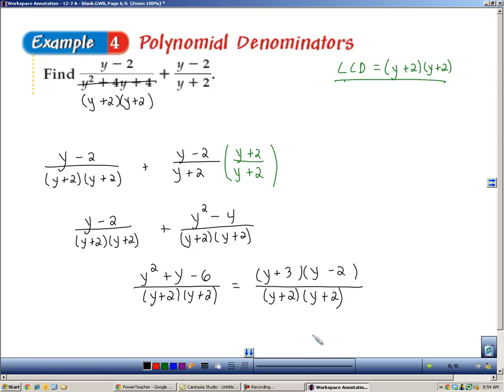Now it looks like you might have some canceling here, but actually there's nothing that cancels because you have to do the entire group. So this would be a final answer, and if you want to write this bottom as y plus 2 with the squared, you can.